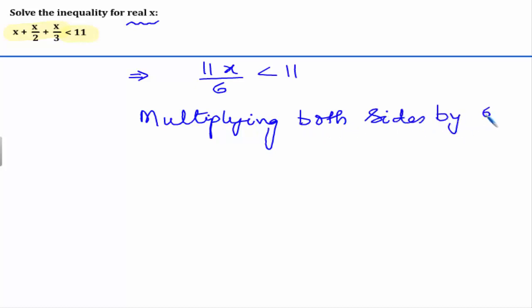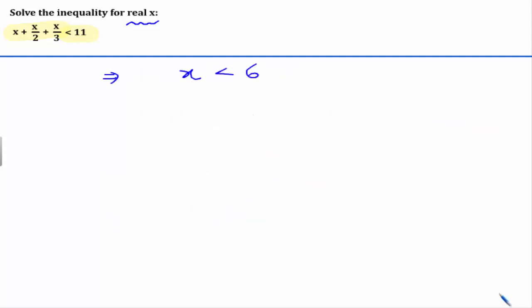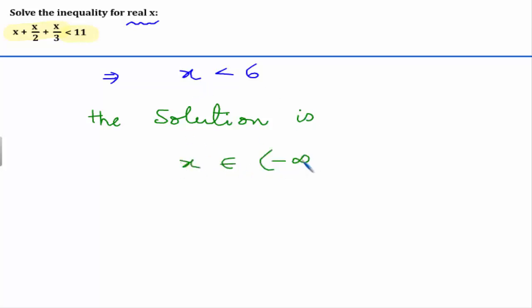by 6 by 11, we get x. Here 11 by 6 and 6 by 11 get cancelled, and we get x less than 11 into 6 by 11, so x is less than 6. Now the solution is, as x is less than 6, minus infinity to 6, and it is only less than 6, therefore we get an open interval on the right hand side.